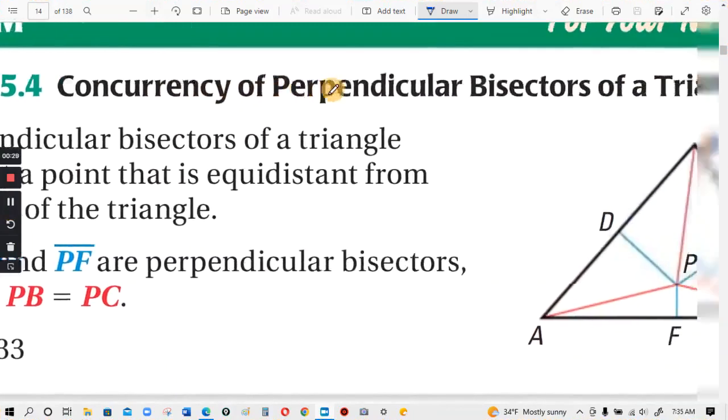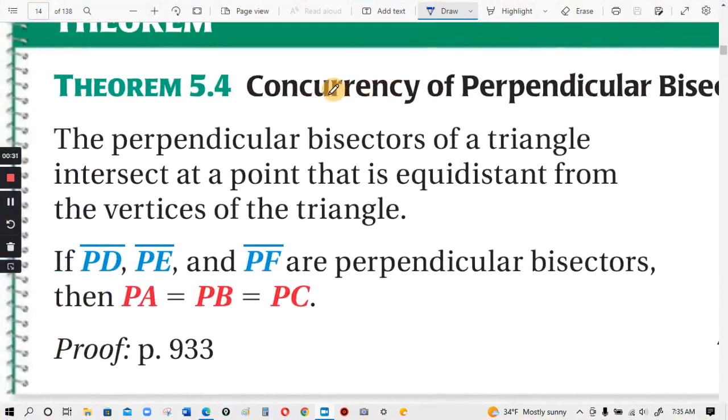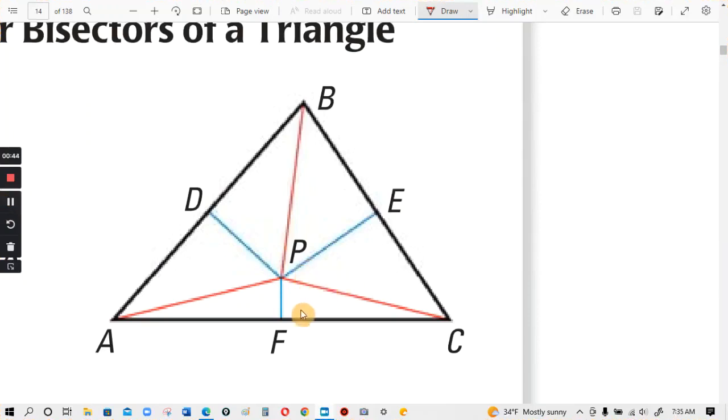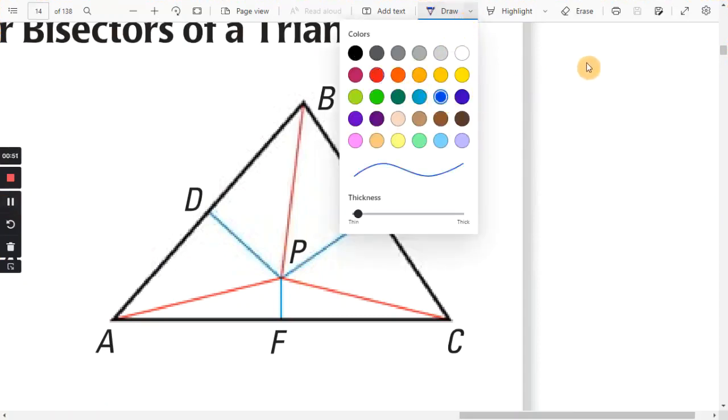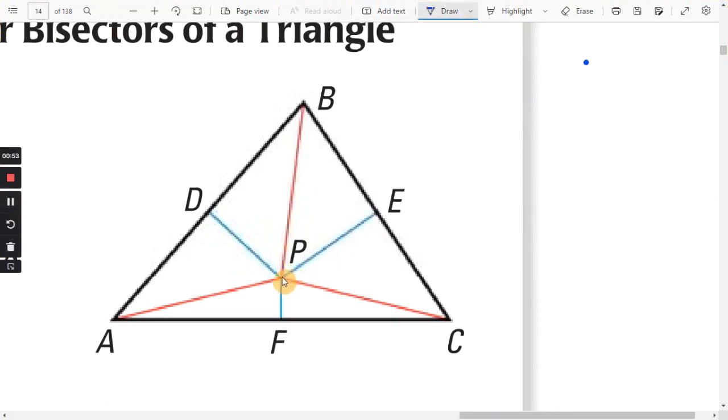Concurrency of perpendicular bisectors of a triangle states that the perpendicular bisectors of a triangle intersect at a point that is equidistant from the vertices of the triangle. Let's take a look. All right, so let's see. The perpendicular bisectors are the ones in blue. We have this one here, this one here, and this one here.